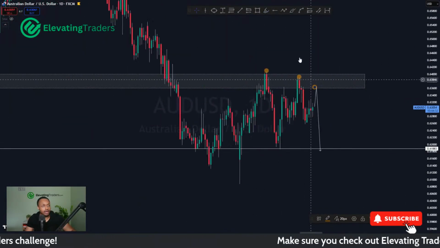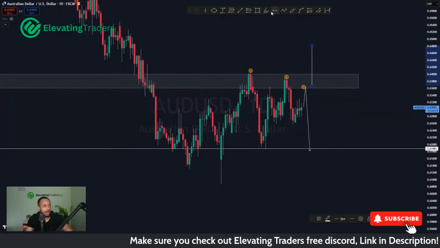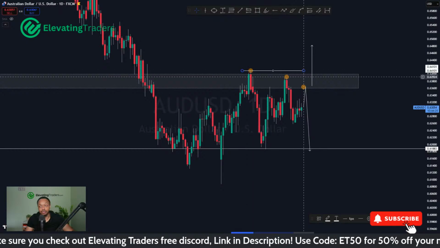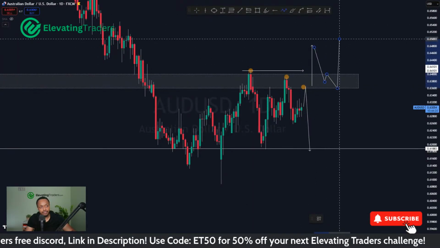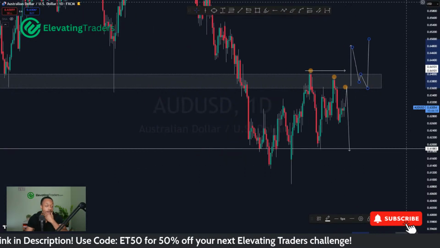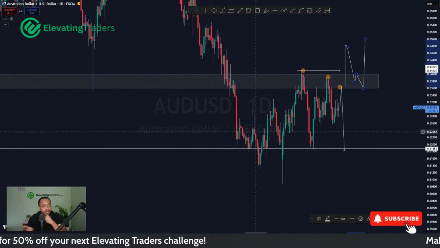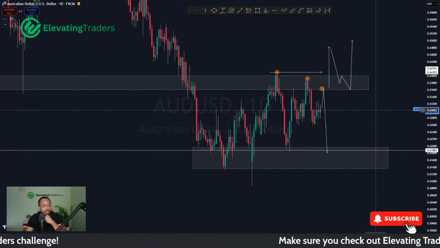If we are going to reverse, then I would like to see price break structure to the upside, clear the highs here on the left, break structure to the upside, and then I'll talk about some pullbacks. That's what would interest me for some longs. But at the moment, we are not anywhere near that. So still looking for the range to continue and push back into support pretty much.